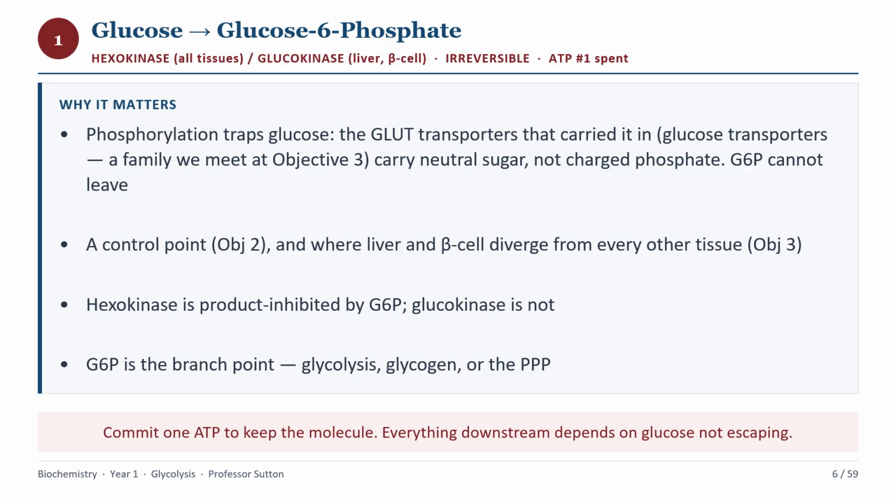Three more points on this slide, each of them examinable. 1. This is a regulated, irreversible step. Control point number 1. 2. Hexokinase is inhibited by its own product, glucose 6-phosphate. Glucokinase is not. Keep that difference in mind. 3. Glucose 6-phosphate is a branch point. It can go on through glycolysis, it can go into glycogen, or it can go into the pentose phosphate pathway. Glycolysis is one of several options, not an inevitability.